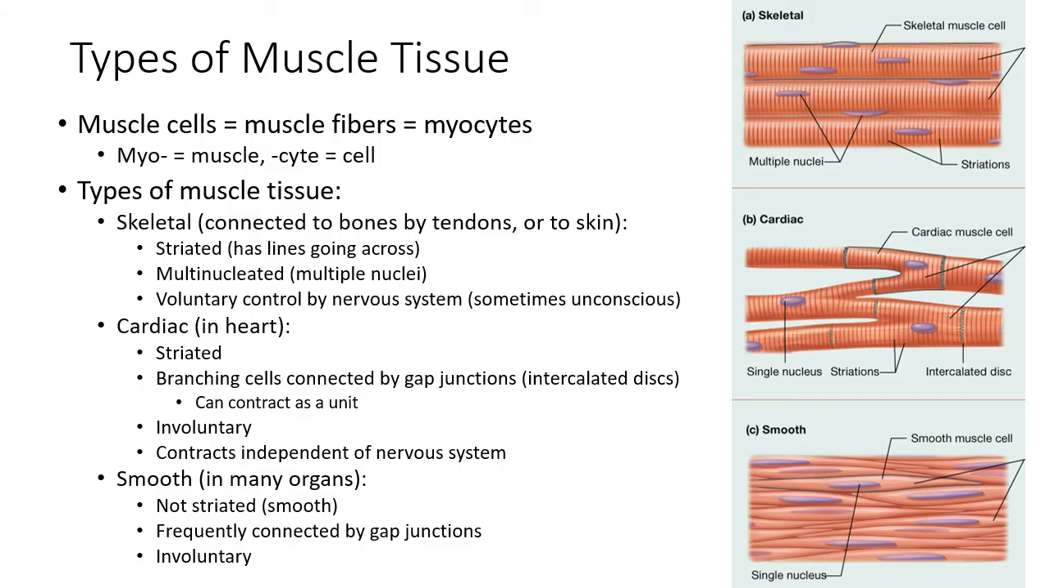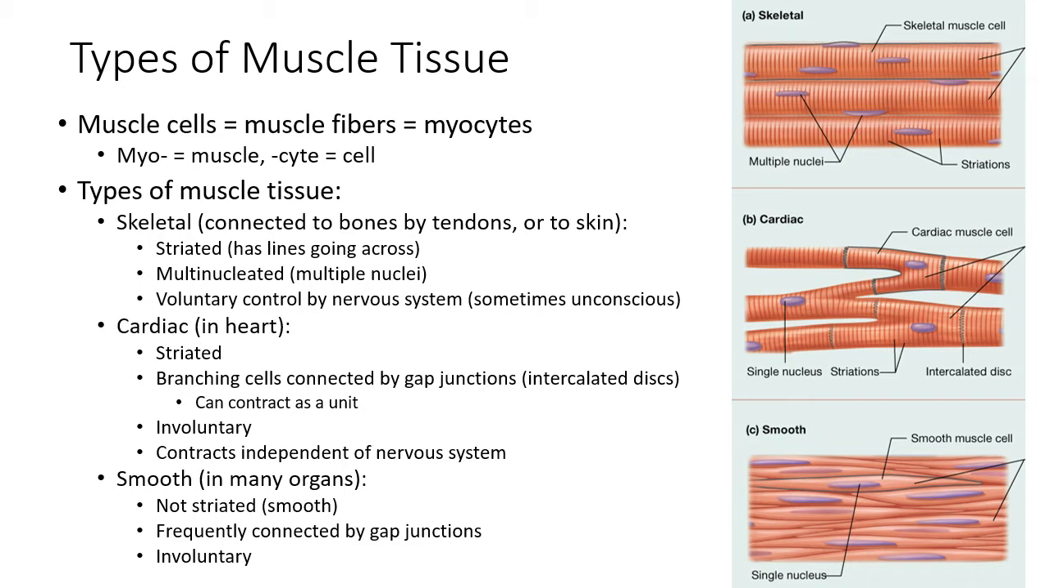So you have three types of muscle tissue: skeletal muscle, cardiac muscle, and smooth muscle. Each of them has similarities and differences. For each of those types of tissue, a muscle cell is also called a muscle fiber or a myocyte. The prefix myo means muscle, and then the ending cyte just means cell. So a myocyte is just a muscle cell. A muscle fiber is also a muscle cell.